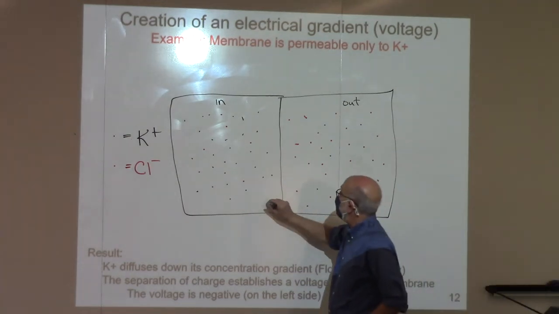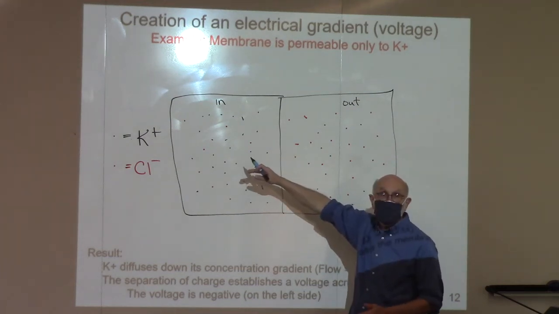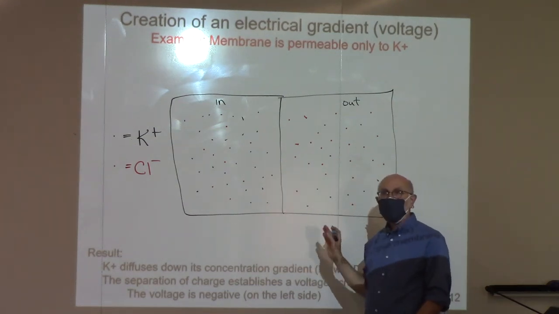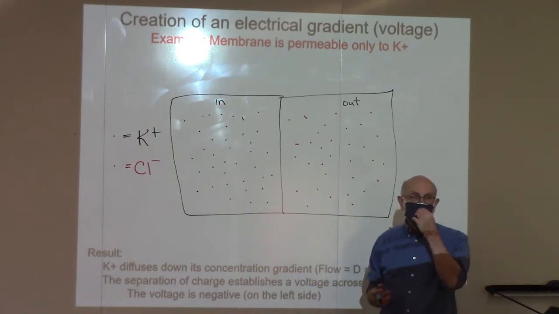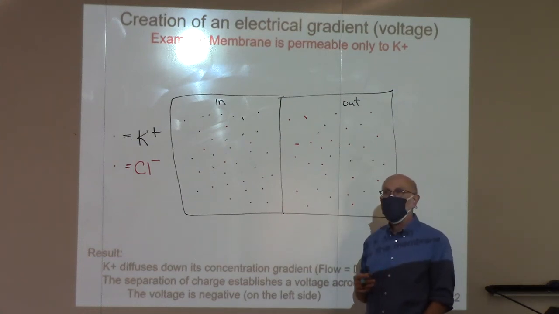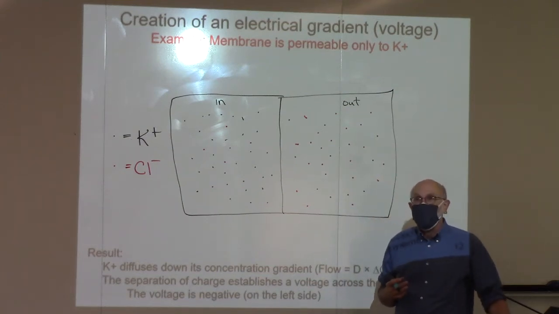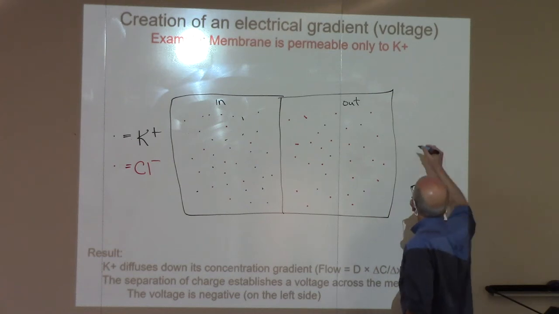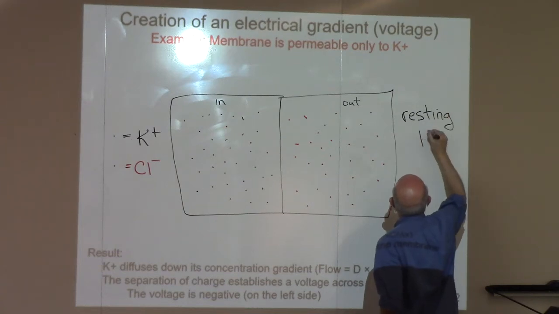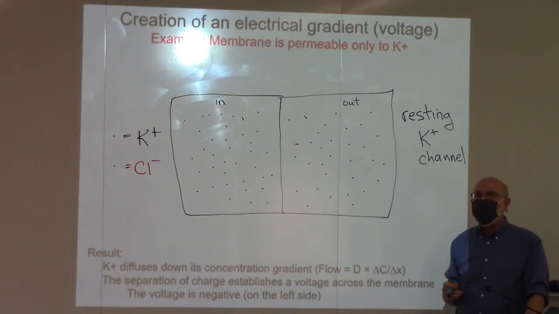What created the potassium gradient? Sodium potassium ATPase pumped potassium into the cell. The membrane is permeable to potassium and not to any other ion. The resting permeability of this membrane is to potassium, not to sodium or chloride. The channel responsible for the K permeability, we'll just call it the resting potassium channel.